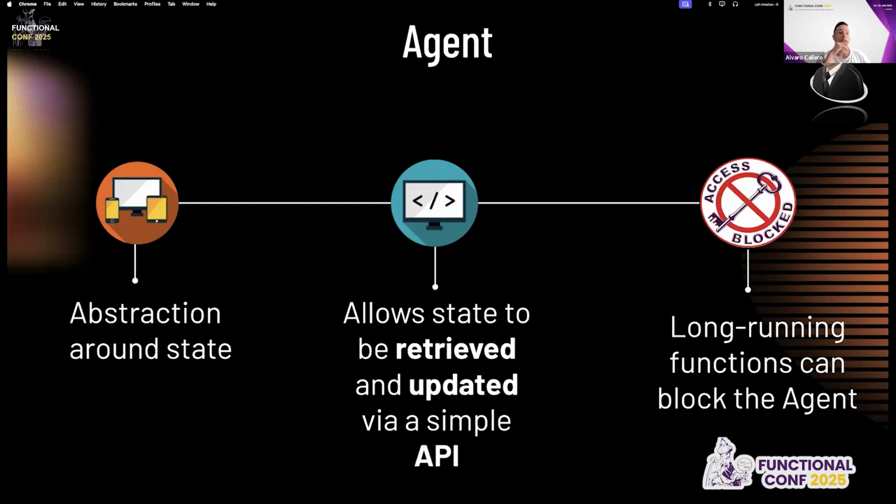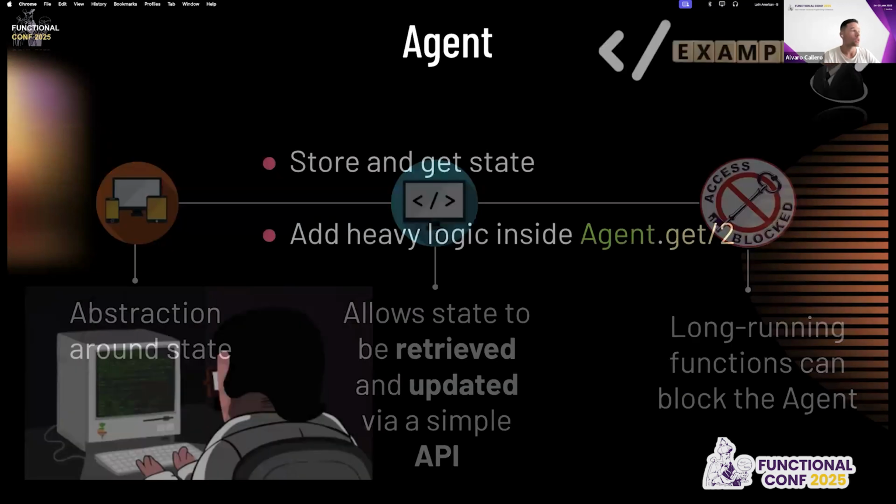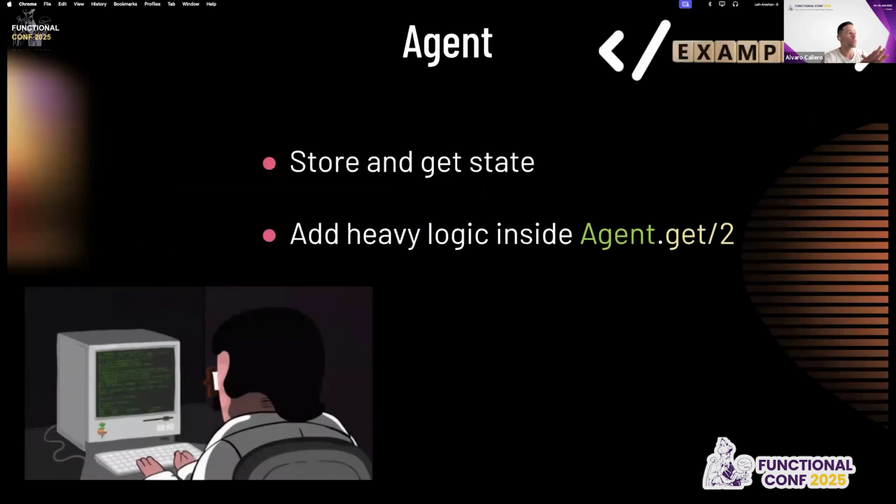And also, we are going to see that if we add long-running functions to an agent in a synchronous function, then the agent will be blocked, and the client, this is the process that is actually calling the agent, will be blocked, and this is not a very good user experience. So continue with the example of code. We are going to see how we can store and get state and what happens if we add a heavy logic inside the agent.get.